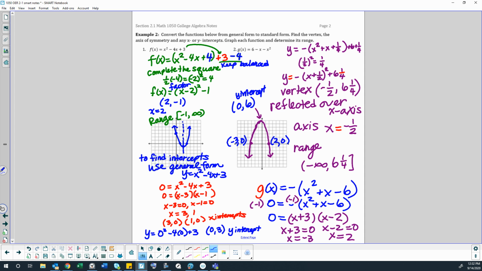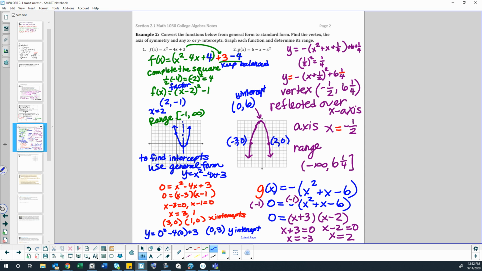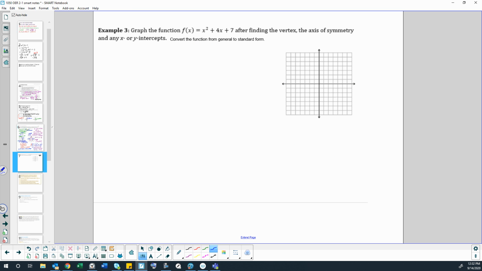Okay, so I know we're almost out of time. Not sure what's on my next screen.